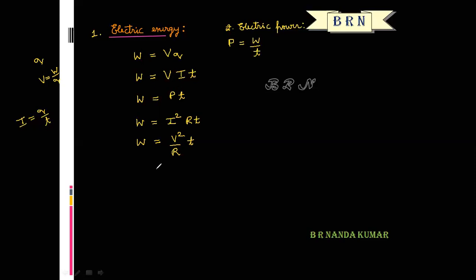Electric energy is measured in terms of watt second. Watt second is equal to 1 joule. 1 joule is equal to 1 watt second.